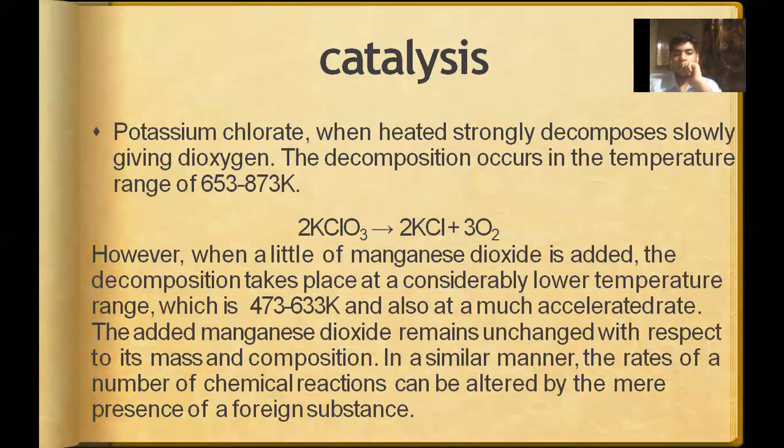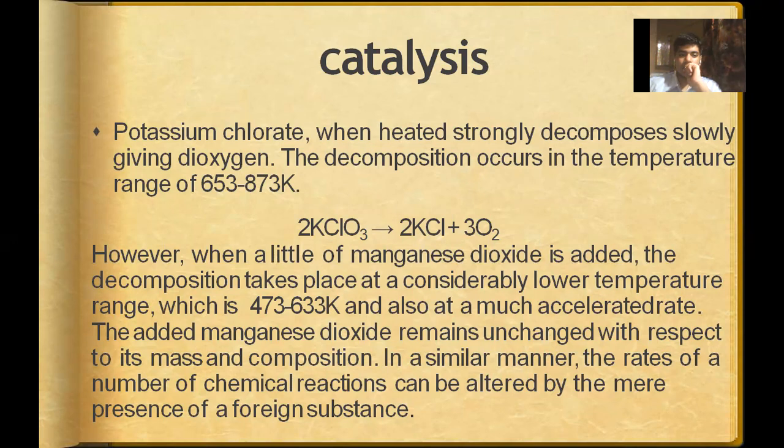Potassium chlorate, when heated strongly, decomposes slowly and gives dioxygen. The decomposition occurs in the temperature range of 653 to 873 Kelvin. If you decompose the potassium chlorate, what happens? It will decompose into KCl and oxygen molecules. So what happened actually?